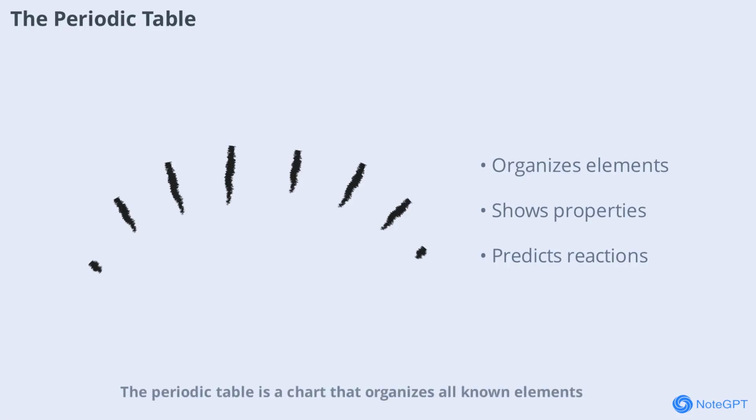The periodic table is a chart that organizes all known elements. Each element has its own place based on its properties. The periodic table helps scientists understand how elements relate to each other and predict how they will react. Learning to read the periodic table is an important skill in science.